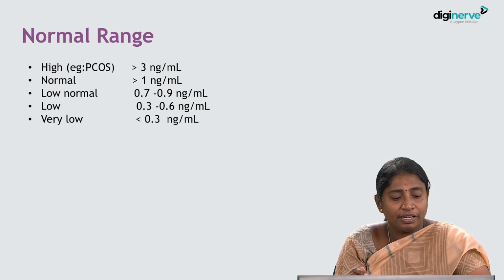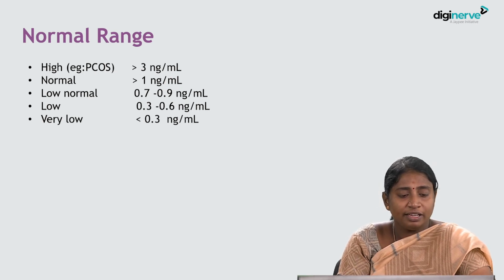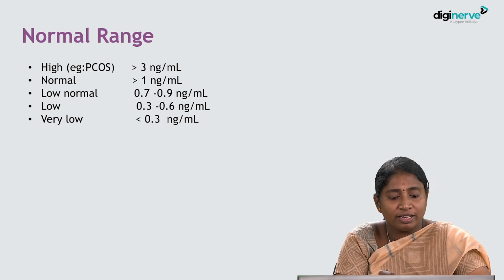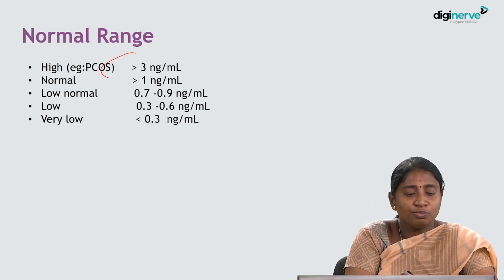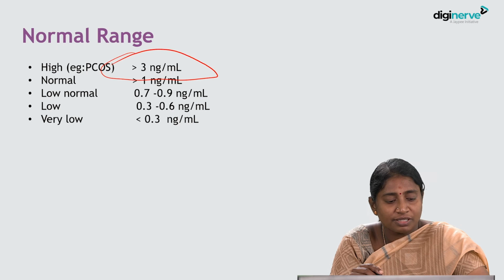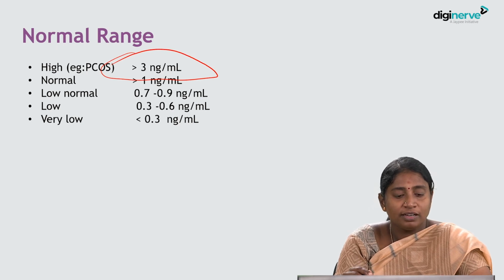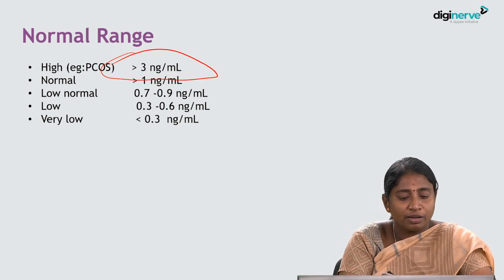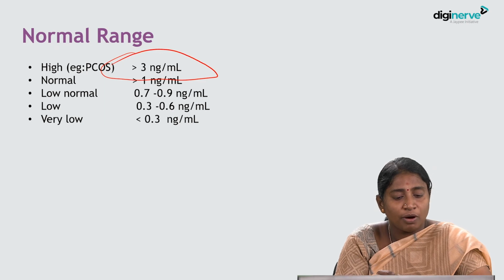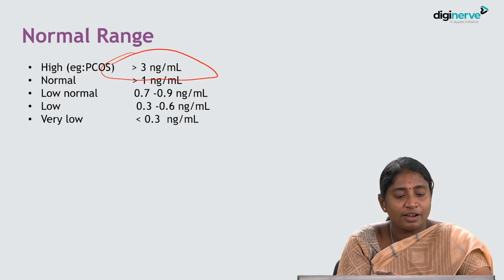What's its normal range? The range is high in PCOS, where preantral follicle levels are high. So, values of more than 3 nanogram per ml are common in PCOS. The normal range is more than 1 nanogram per ml. Low normal is 0.7 to 0.9, low is 0.3 to 0.6, and very low is when levels are less than 0.3.